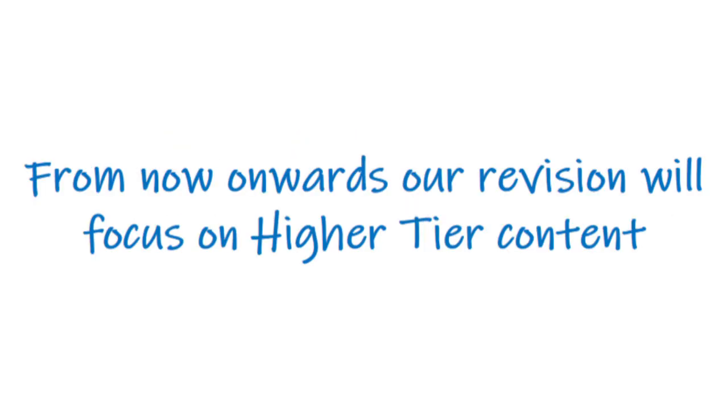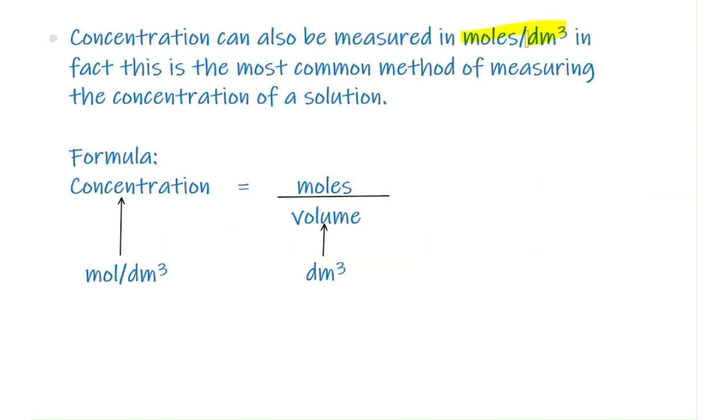All that we've covered so far is for foundation and for higher tier, but from now onwards, all our revision will be focused on what's required for the higher tier. Now, concentration can also be measured in moles per decimeter cubed, and this is the most common way of measuring concentrations of solutions, especially when you're doing practicals like titrations and such. So the formula is very similar to the previous one. The concentration in moles per decimeter cubed is the moles divided by the volume in decimeters cubed.